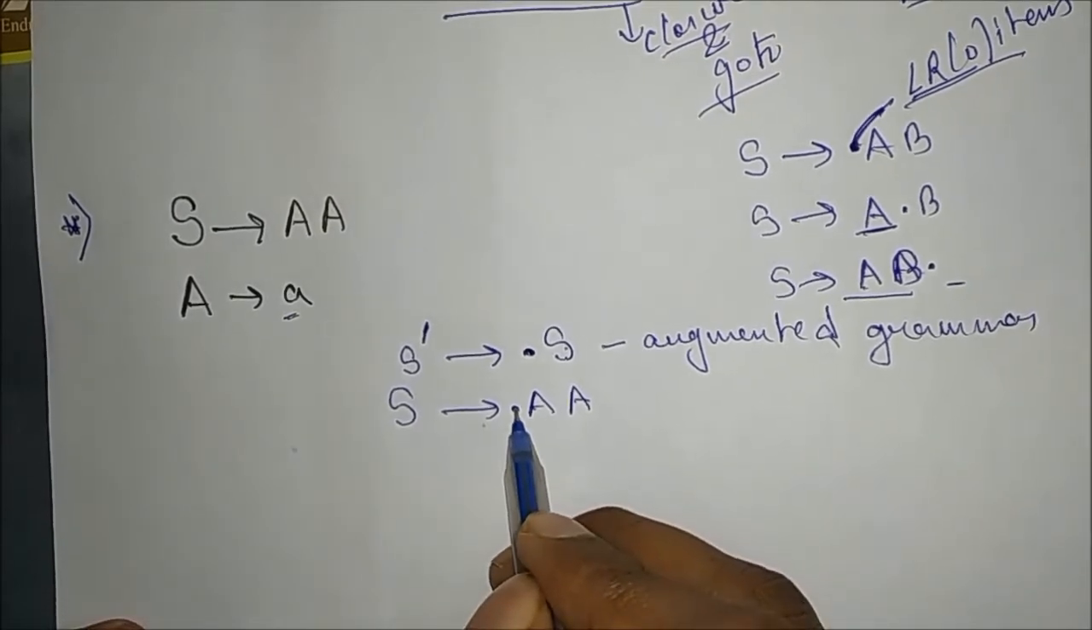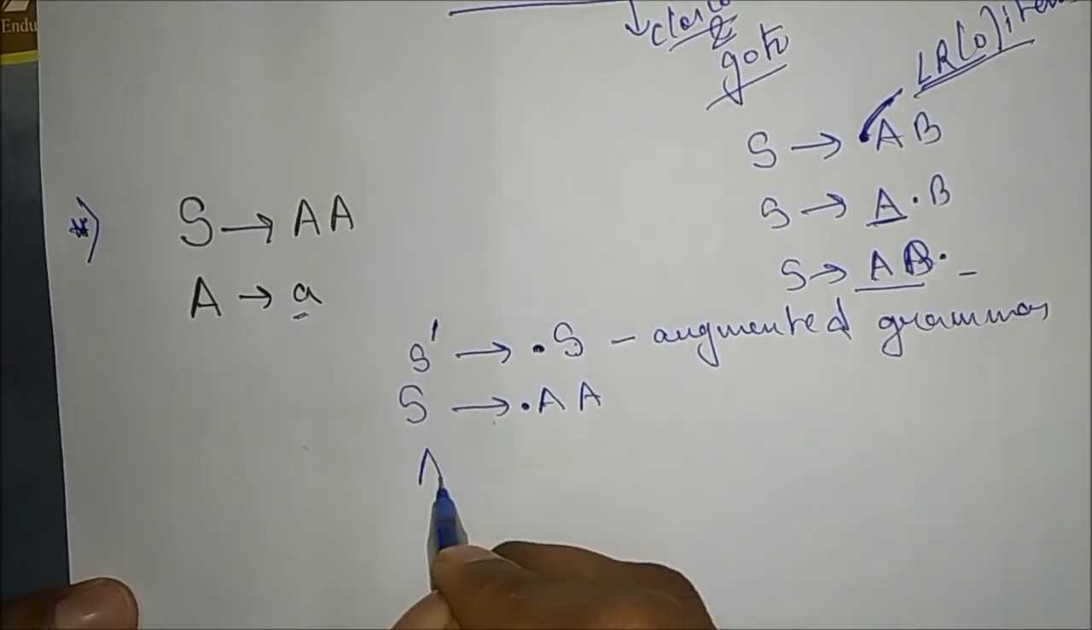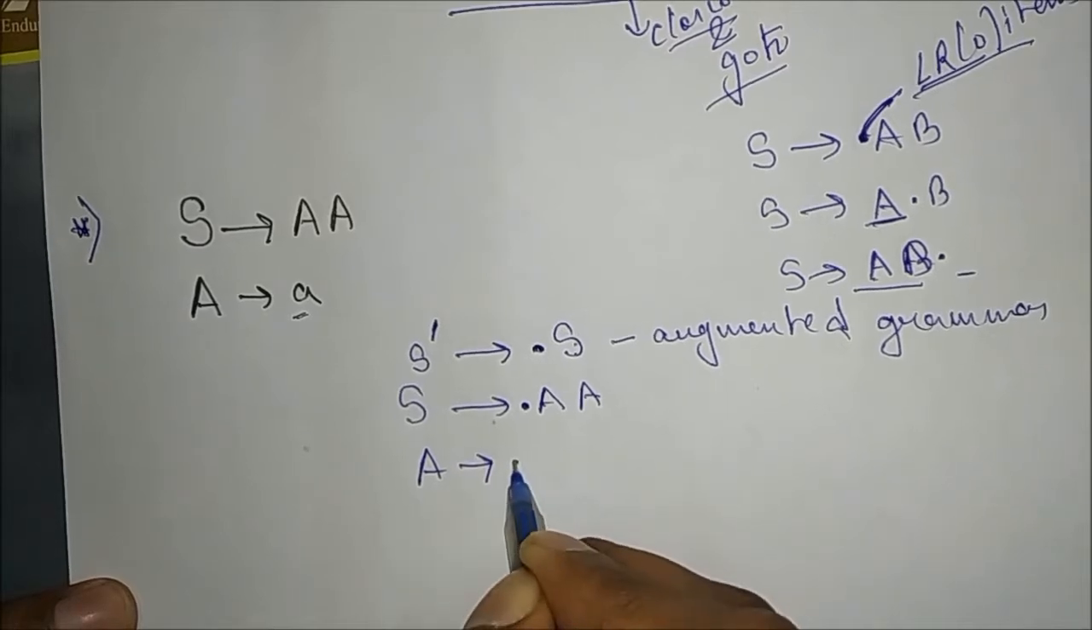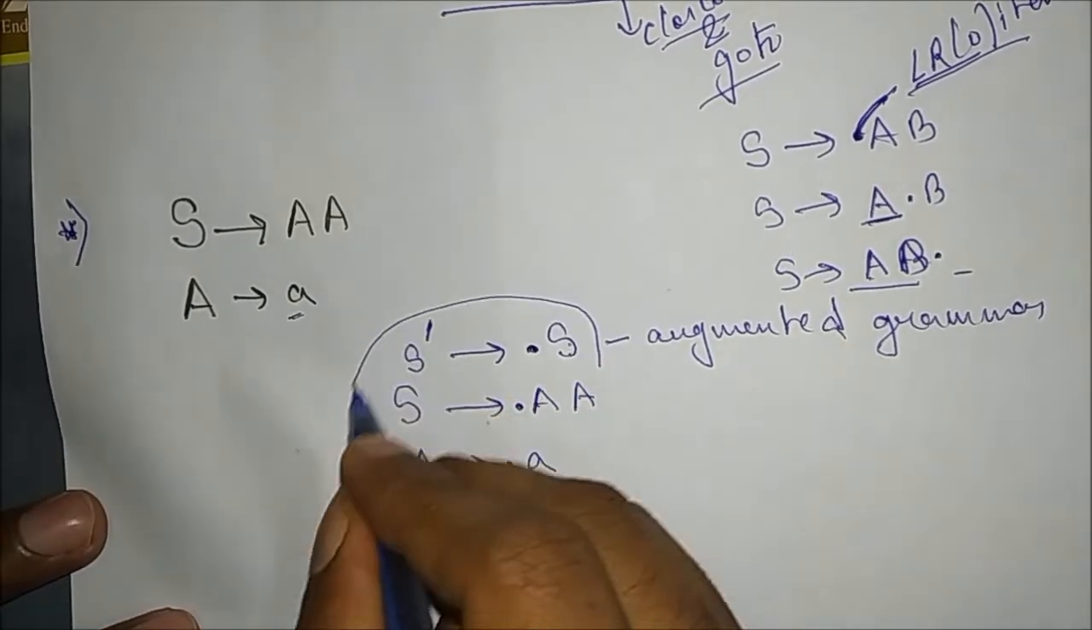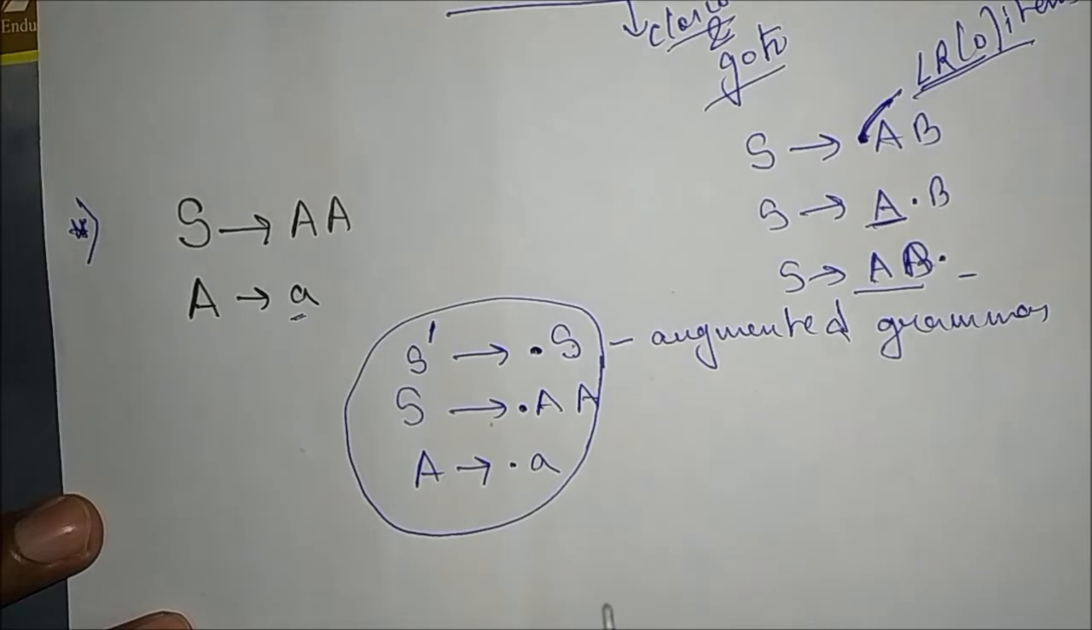Now see, this dot is followed by A, so we have to write the A production also. This is the closure of LR0 items.